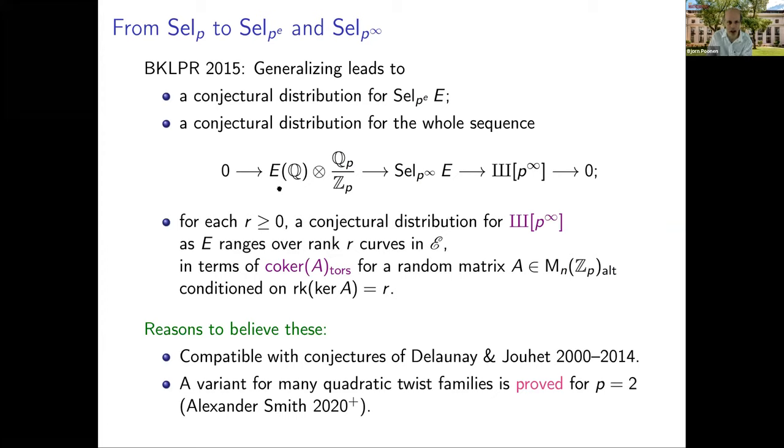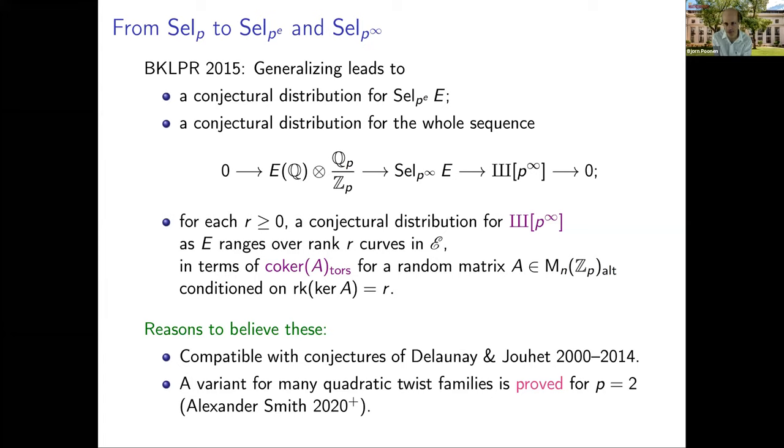And in particular from this, you can actually look at the distribution of the Shafarevich-Tate group, and it looks like you get a different distribution for each rank, if you condition on the rank of the elliptic curve. People who've studied the Shafarevich-Tate group know this, but it's almost as if the Shafarevich-Tate group is a different group for each value of the rank.